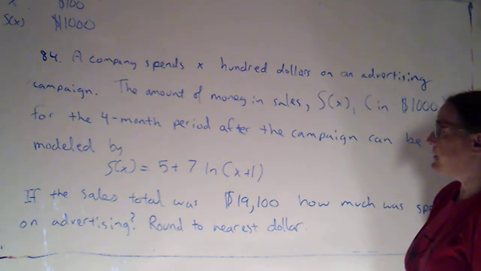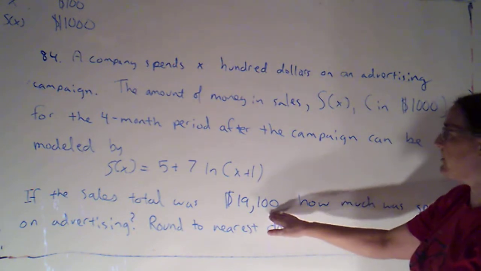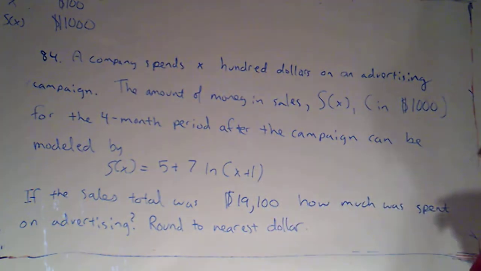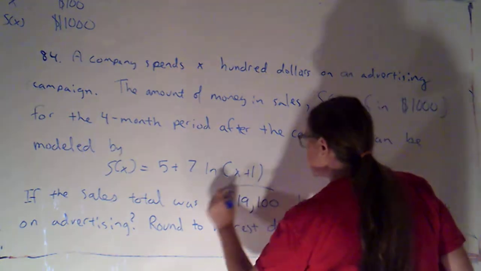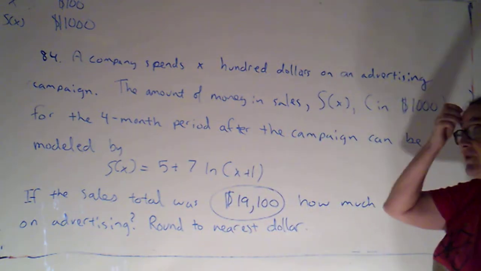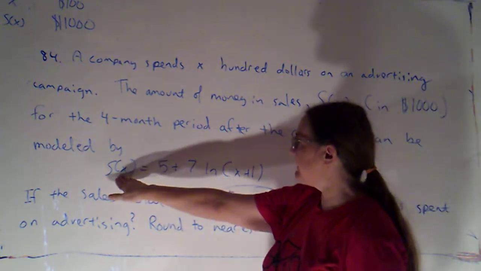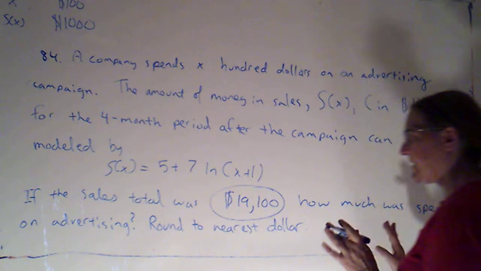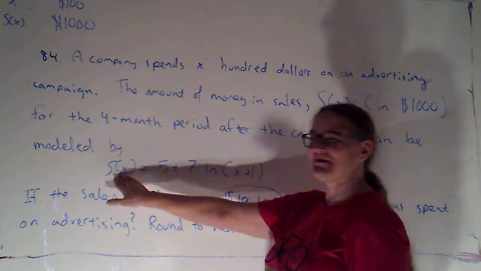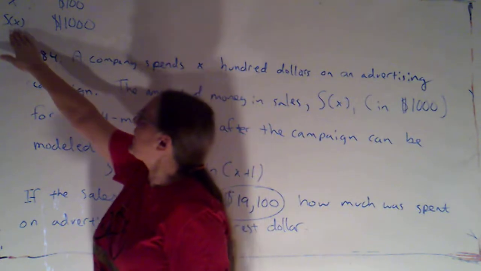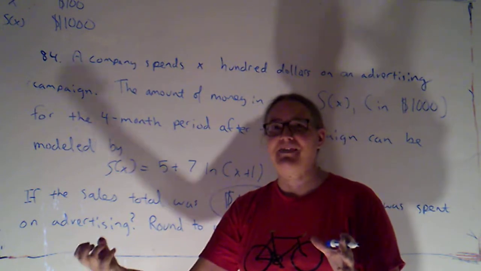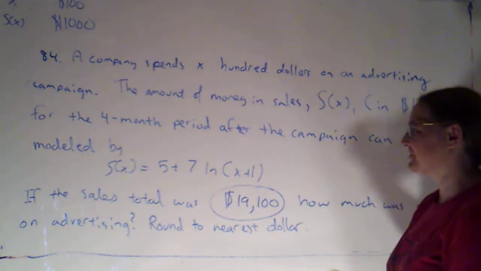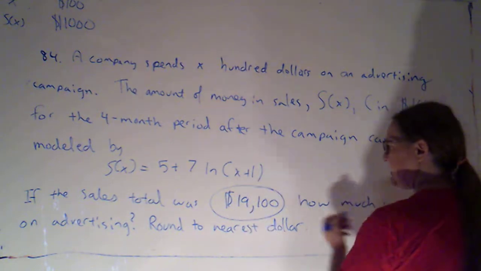Okay, so then they're saying if the sales total was $19,100, how much was spent on advertising? And we're supposed to round to the nearest dollar. Okay, so if this was what was spent in sales, let's figure out what my value of S is. I'm going to plug that in here and then we'll solve for X. But I need to be careful because I'm not plugging in 19,100 because whatever number I plug in, that's how many $1,000 I spend. So whatever I write for S, I multiply that by 1,000 and that tells me the actual dollar amount. Which means this is $19,100.